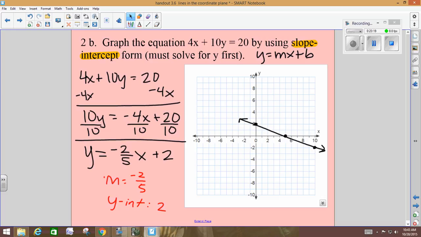It says use a t-table or an xy chart, you make your xy chart. It says slope-intercept form, here you have it. Both ways you need to solve for y.